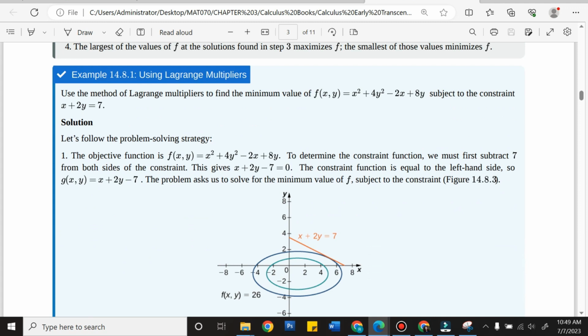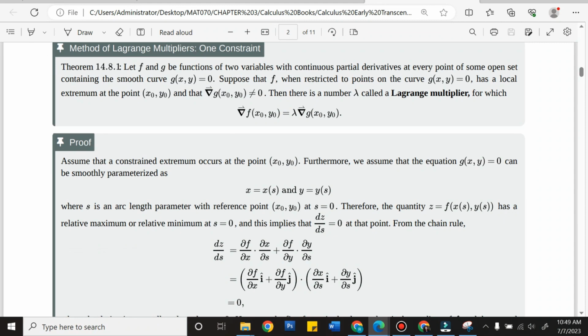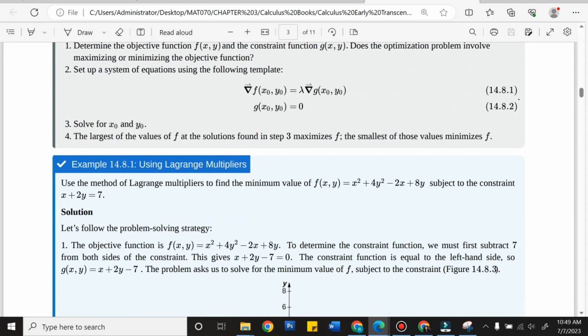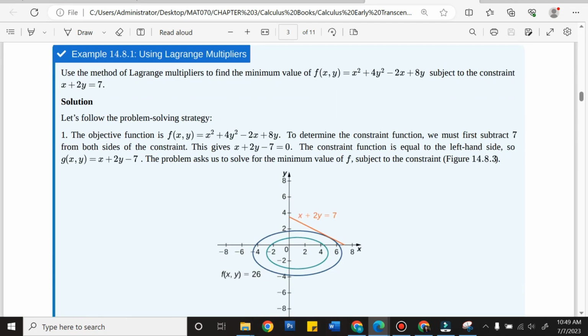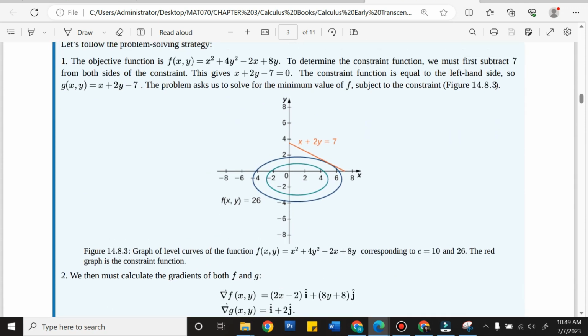Now, suppose we'll try to find, using the Lagrange theorem, the minimum value subject to the constraint x plus 2y equals 7. So, our constraint, let me go back a little. Our constraint is x plus 2y. Okay. So, first step is we will subtract 7 from both sides.